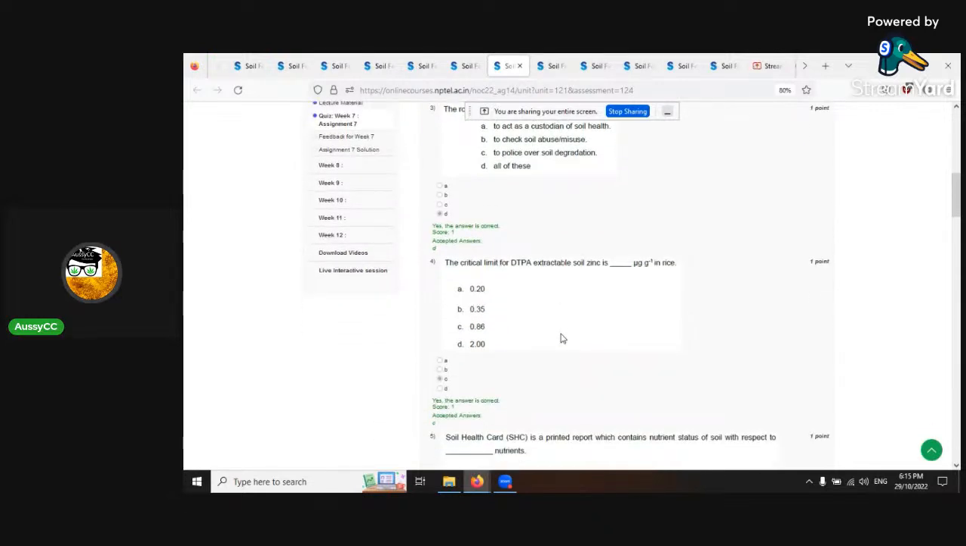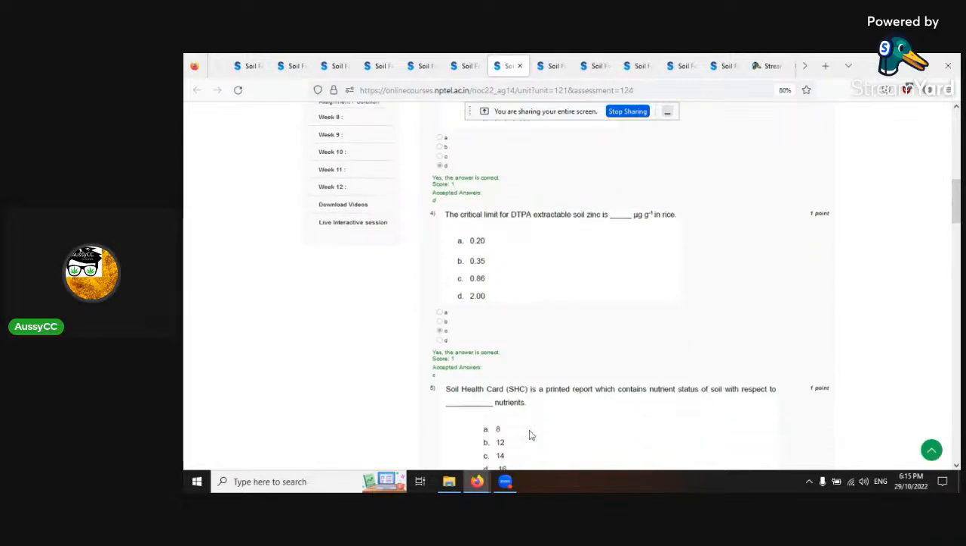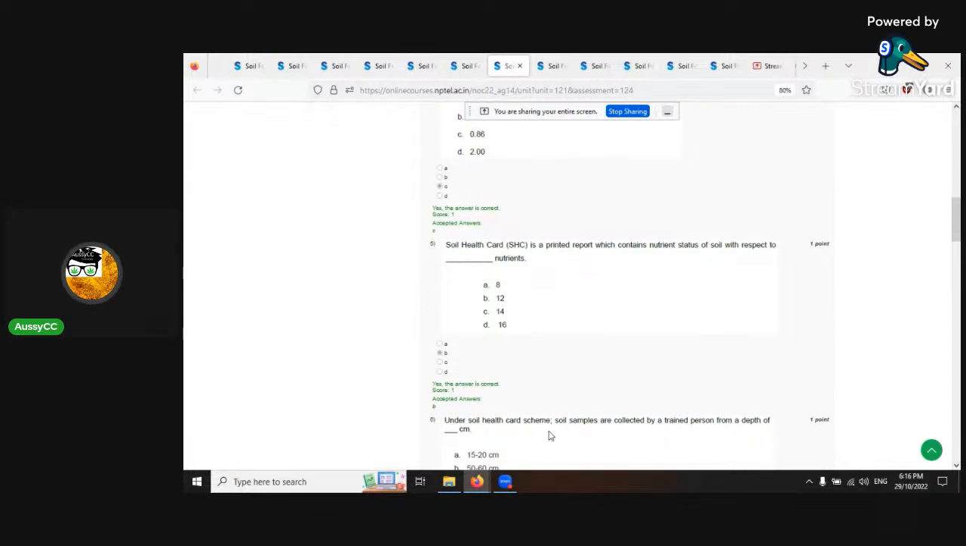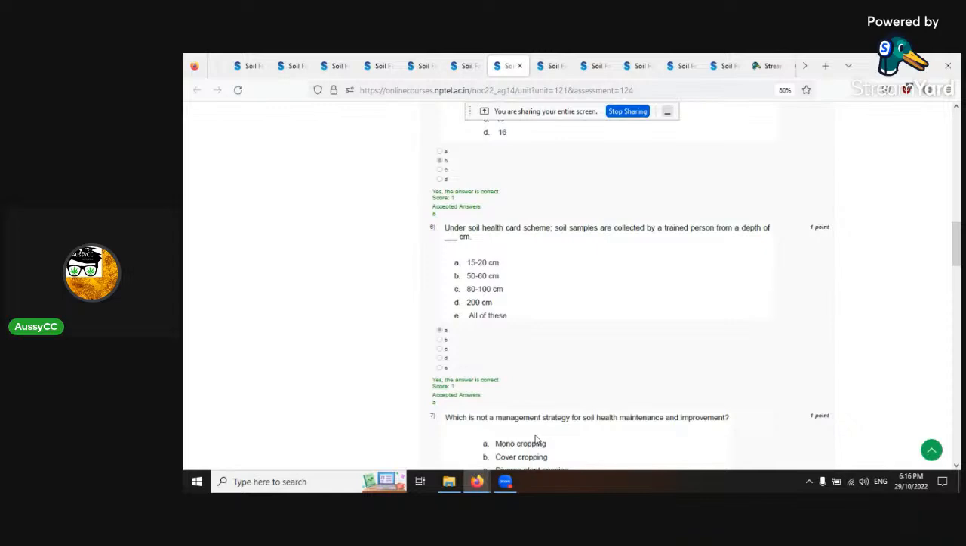Your soil health card's printed, and they print it with, I think, 12 nutrients on it. Under soil health card scheme, soil samples can be collected with 15 centimetre samples where your normal roots go, which is not managed.